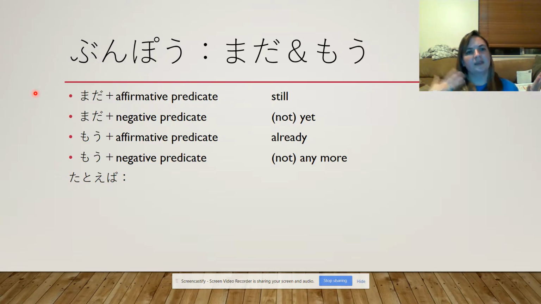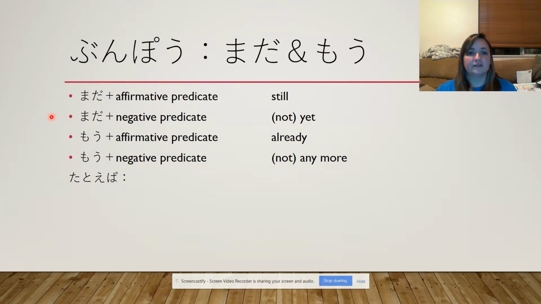So if we have mada, and it's a sentence that ends positively, meaning it ends in something like masu or mashita, then it's going to mean still. Usually we attach it kind of to the front. If you are using mada, but the ending of your sentence is negative, such as masen or masen deshita, it's going to mean not yet.